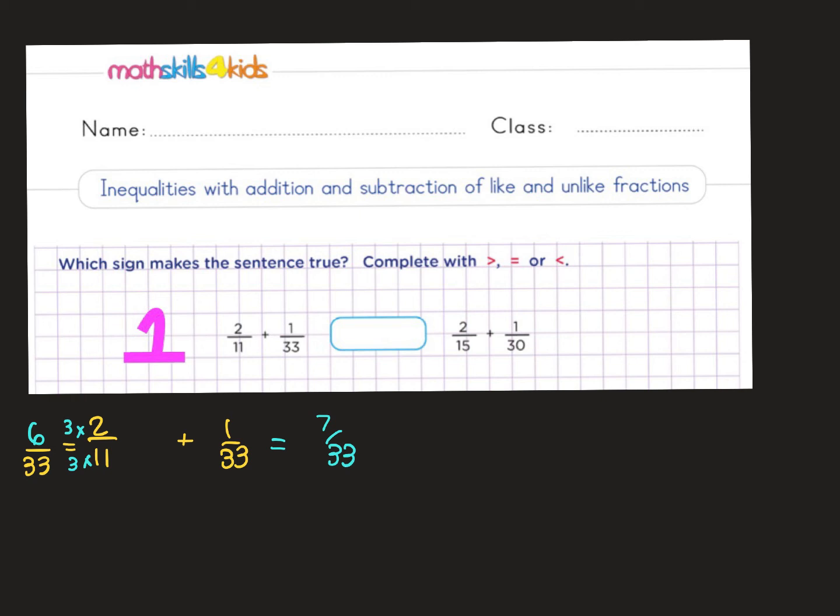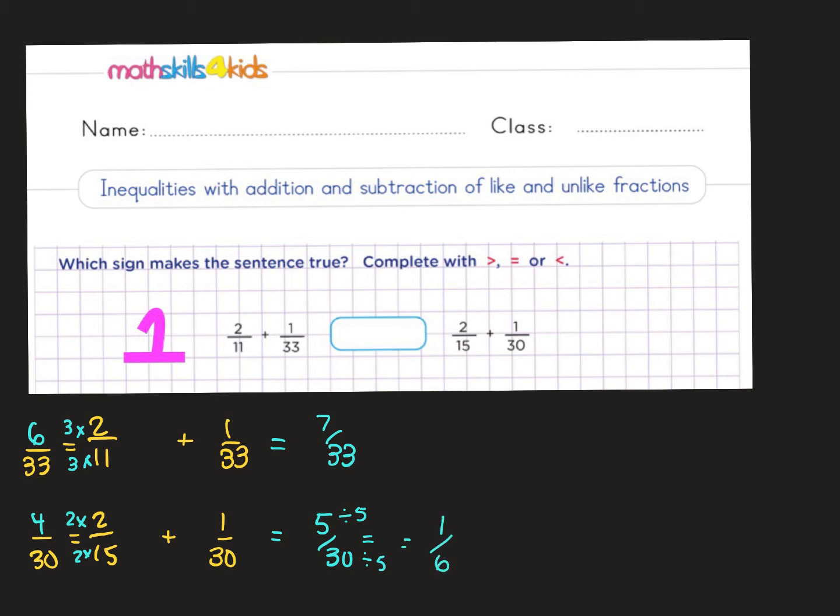Right? Then we have 2/15 and 1/30. What can they both make? Well, they can both make 30. How did I get 30? I multiplied by 2, so I multiply by 2, and I get 4. 4/30 plus 1/30 is equal to 5/30. But I should simplify. 5/30, both of those numbers can be divided by 5, and I get 1/6.